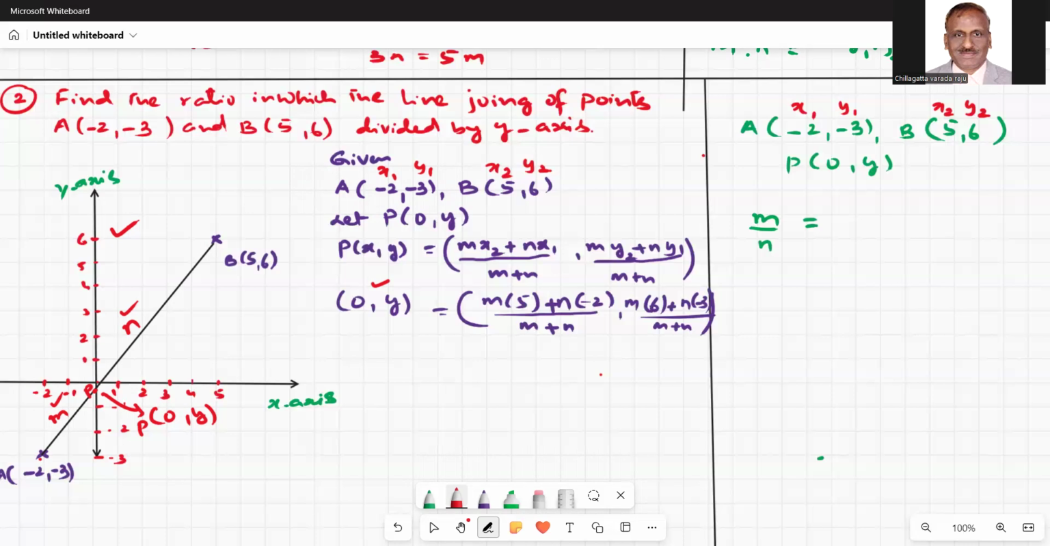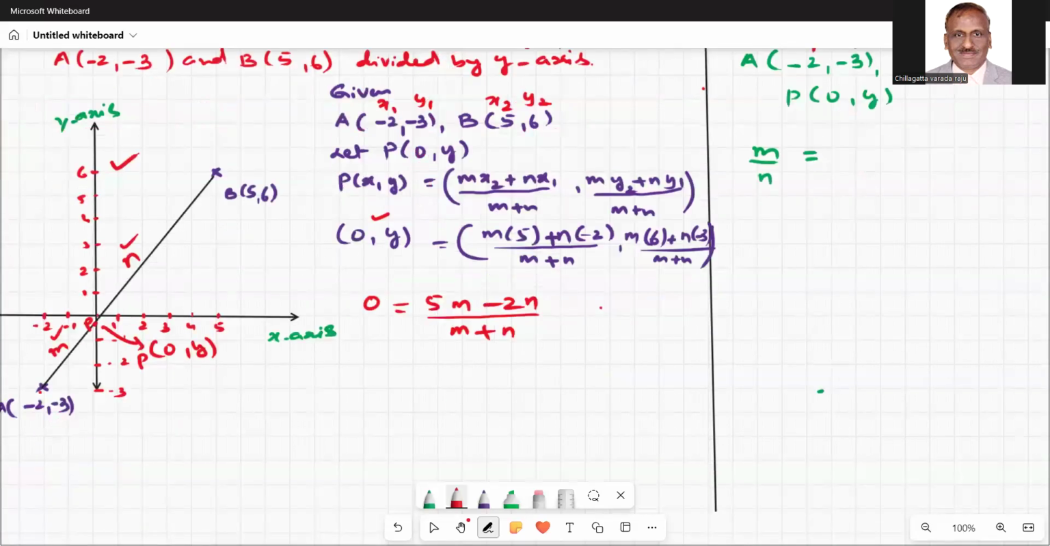What you have to do is, in the previous problem we equated the y coordinates. Here you equate the x coordinates. So 0 is equal to what? 5 into m is 5m, minus 2 into n is minus 2n, divided by m plus n. Again, like the last problem, m plus n into 0 gives you 0, is equal to 5m minus 2n. Then transpose minus 2n to the LHS: minus 2n is equal to 5m. And you want m by n. Cross multiply n to the RHS and 5 to the LHS. It is 2 by 5 is equal to m by n.